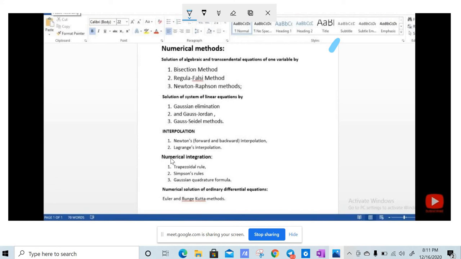So in the next class we will finish these three in a single class so that our numerical methods will be over, right? So next class we will see trapezoidal rule, Simpson's rule and Gaussian quadrature formula, right? So that's it.